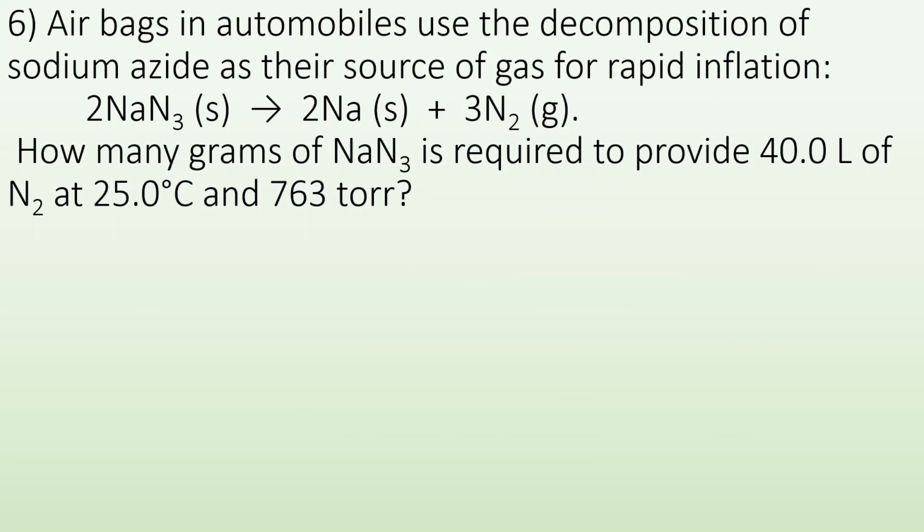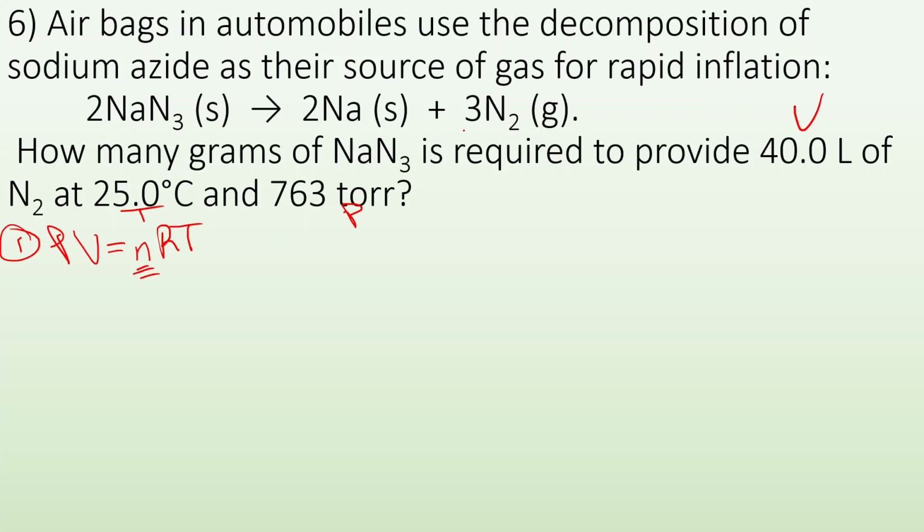All right, number 6. Airbags in automobiles use decomposition of sodium azide as their source of gas for rapid inflation. Here's the balanced chemical equation. How many grams of NaN3 is required to provide 40 liters of nitrogen gas at 25 Celsius and 763 torr? All right, well, let's break it down. First thing, what are they telling me? They're telling me the volume that I need, the temperature, and the pressure. So first step is like, hey, all right, I'm probably going to need to use the PV equals nRT, and I'm going to use that to solve for the moles of N2 gas.